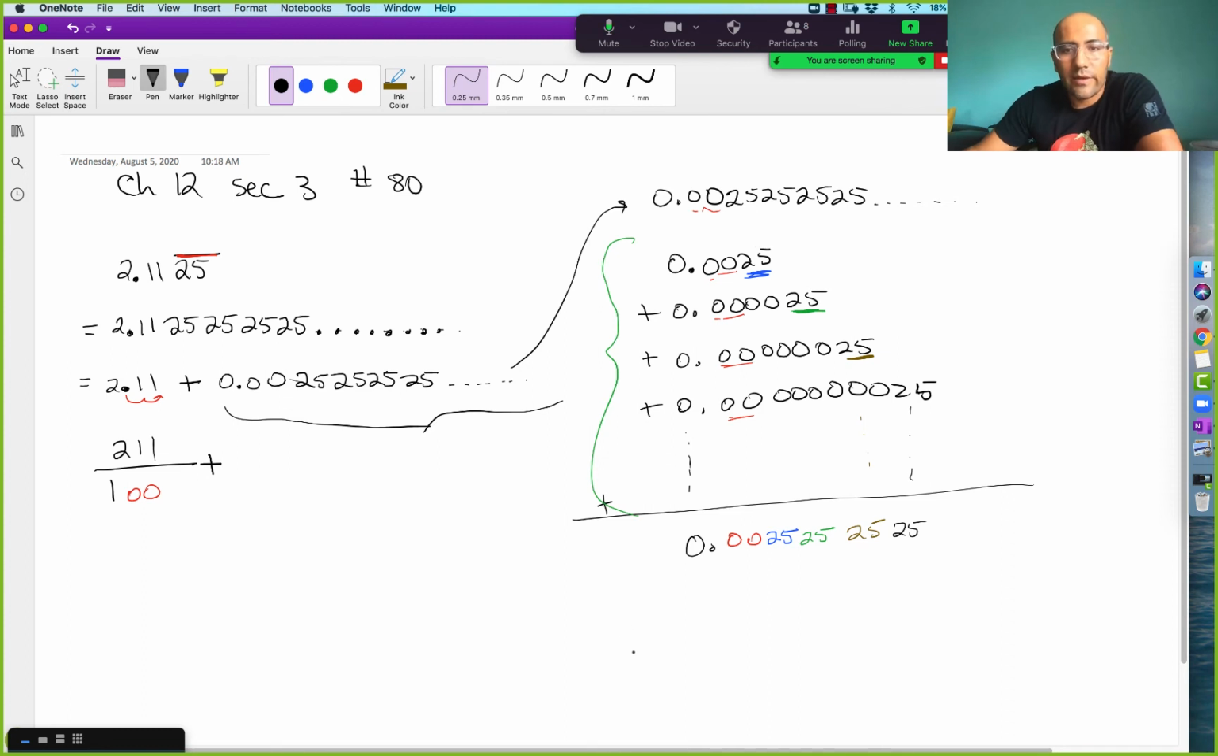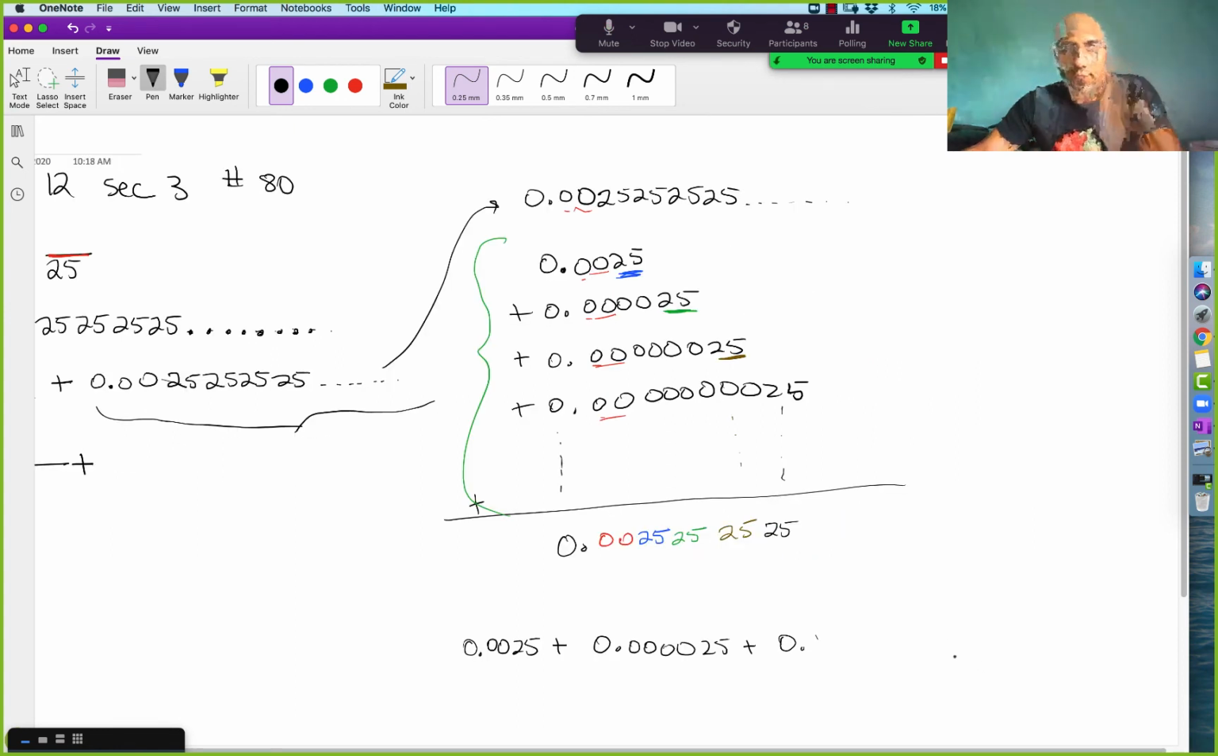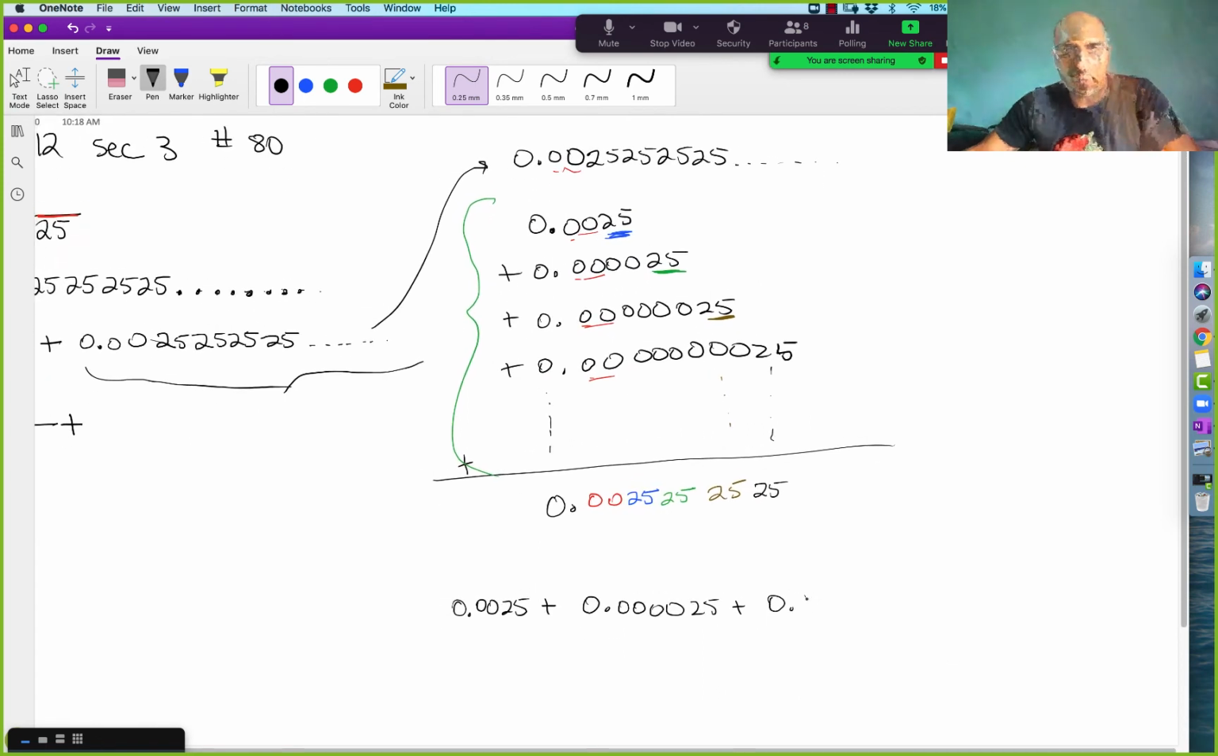So I'm going to write it this way. This is 0.0025 plus 0.1234, then 25, plus 0.12345, then 6 zeros, then a 25. And then keep going that way, that pattern like that.